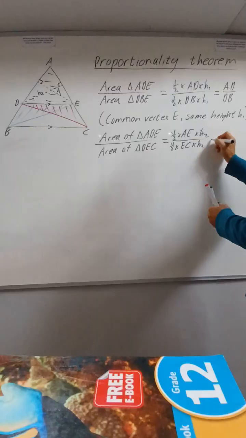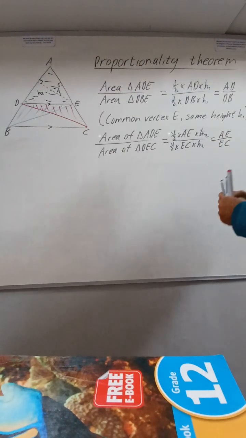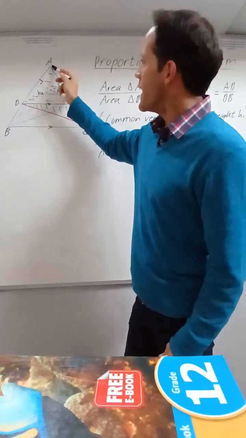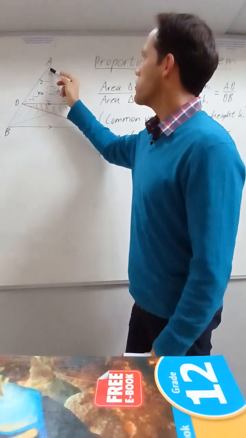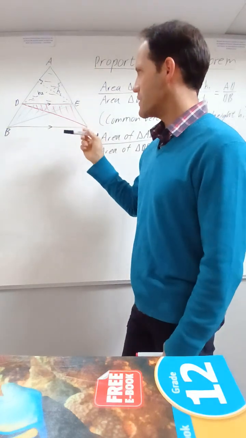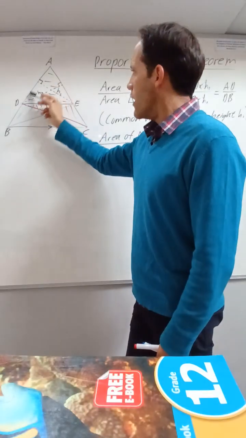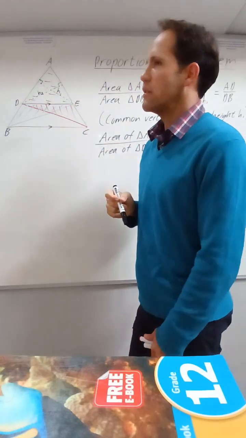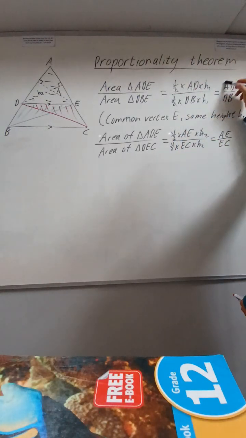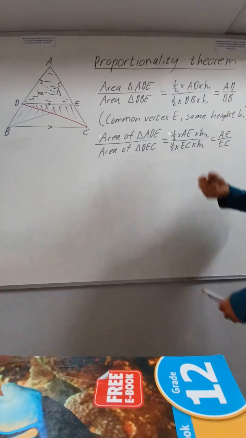So now we got it's equal to AE over EC. Okay. So now the important thing is, remember what we want to try to prove is that AD over DB is equal to AE over EC, because that's what the proportionality theorem says, that a line parallel to one of the sides divides the other sides proportionally. So our aim is to prove that this part, AD over DB, is equal to this part, AE over EC. If we can prove that, then we basically prove the theorem.